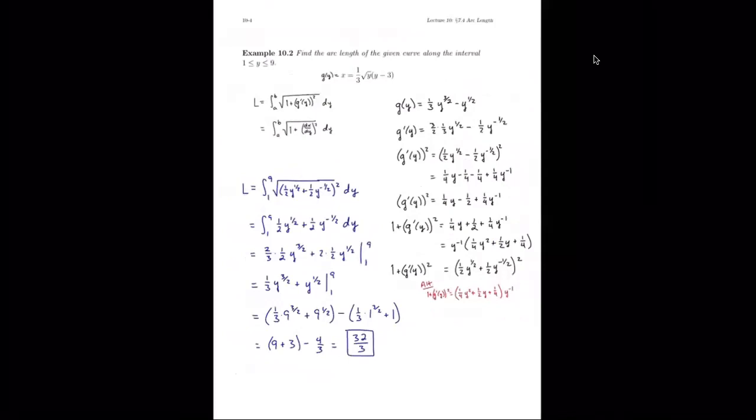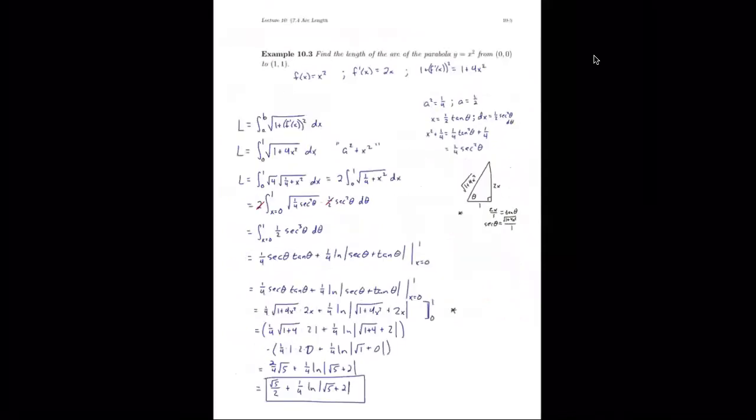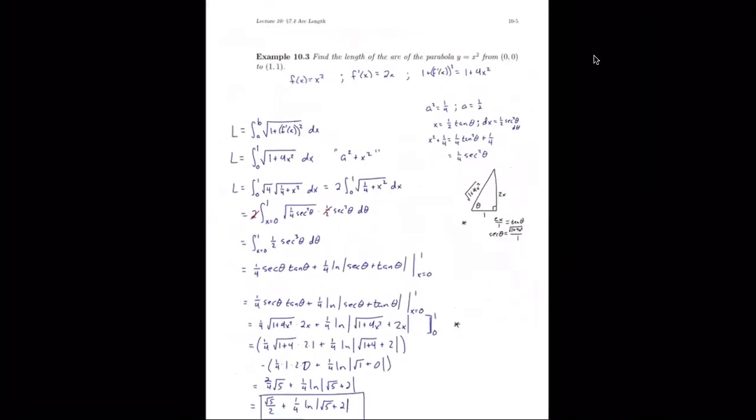It won't be the only time that trick shows up in these problems in this section. Okay, the next problem is to find the arc length of the parabola y equals x squared from (0, 0) to (1, 1). So y equals x squared, or f of x equals x squared. The derivative is 2x. 1 plus 4x squared is our 1 plus f prime of x squared term.